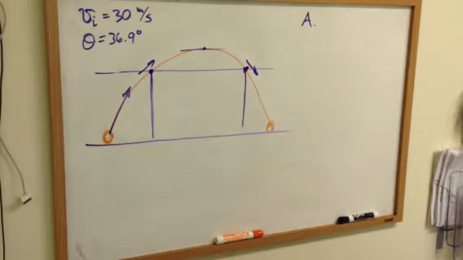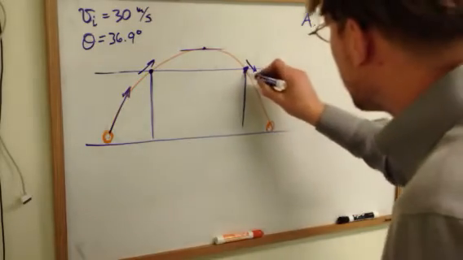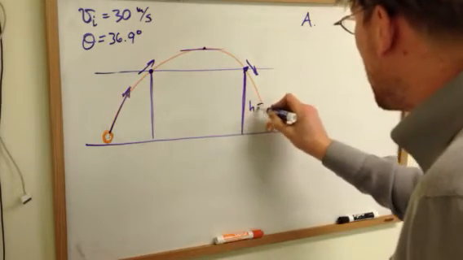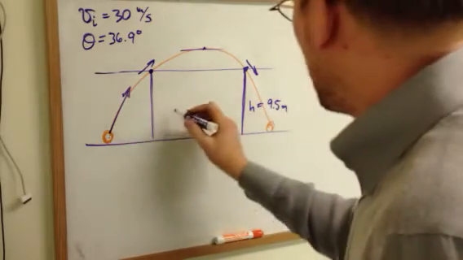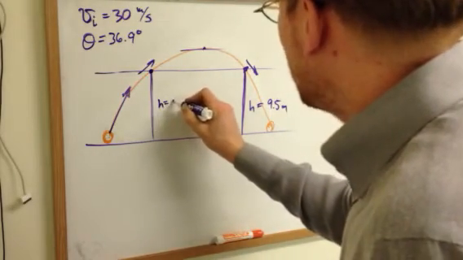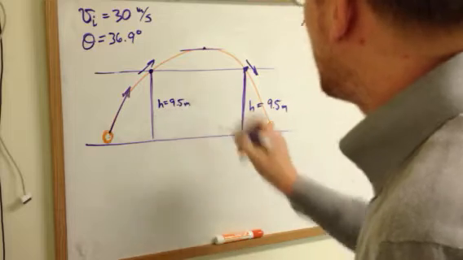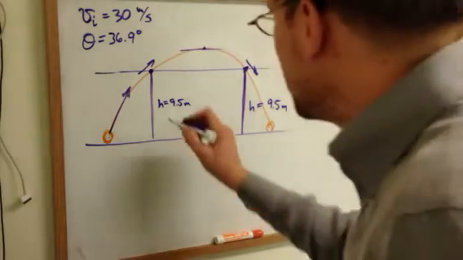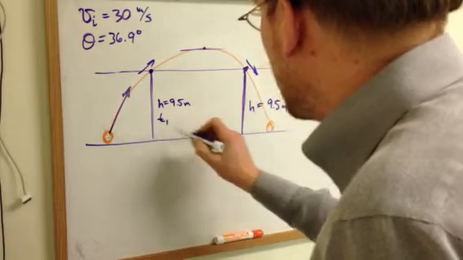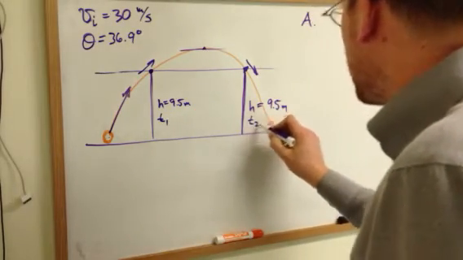and that height for me is 9.5 meters. So there's a height here, height equals 9.5 meters, and that was reached on the way down and on the way up. So I guess this would be reached in time 1, and this would be reached in time 2.